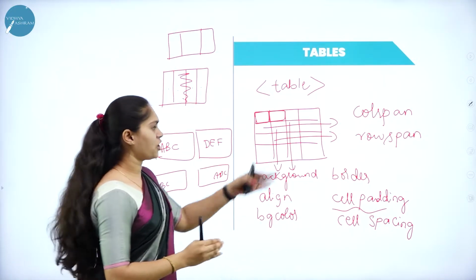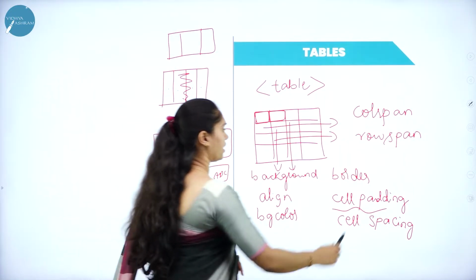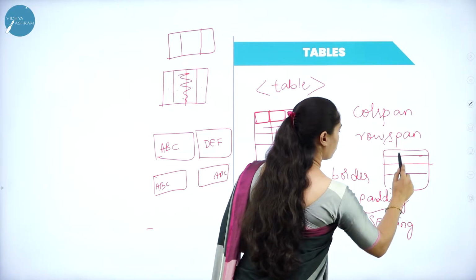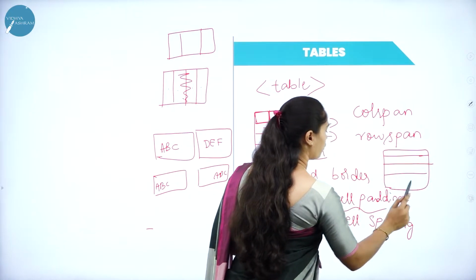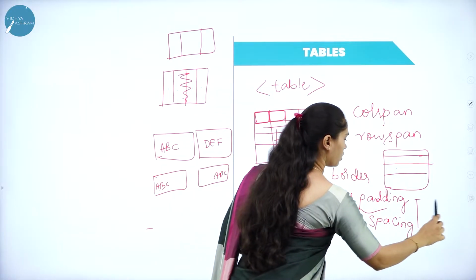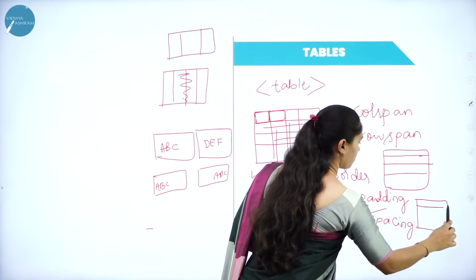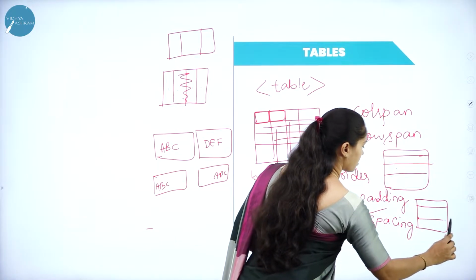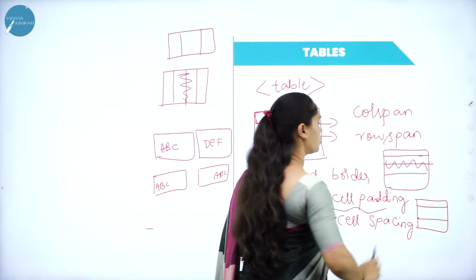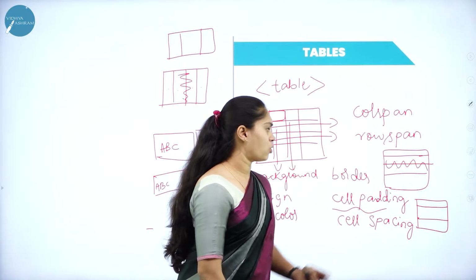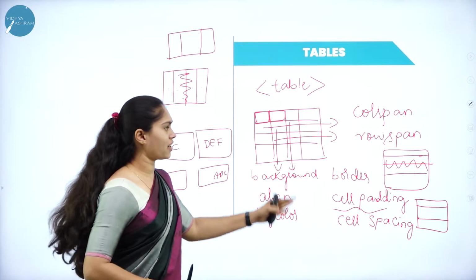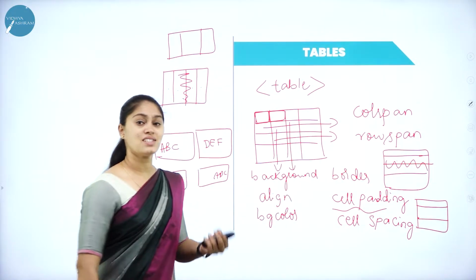In the same way I can do it for rows also. Let me take one example here. Consider I have 4 rows, and I want to merge these 2 rows. How will it look after merging? It will be like this. It will merge these 2 rows and we will have only 3 rows instead of 4. This is what column span and row span are about.